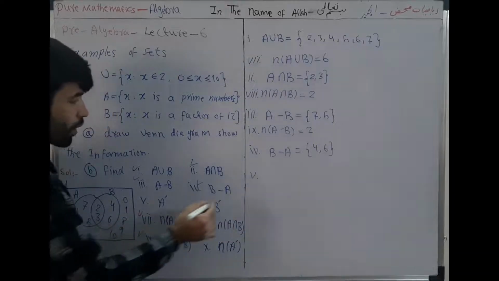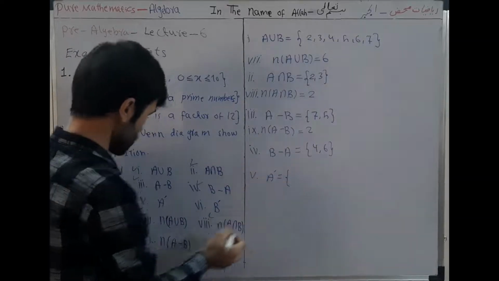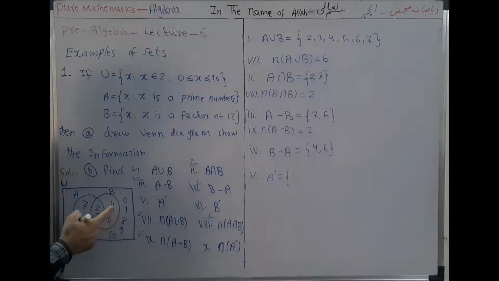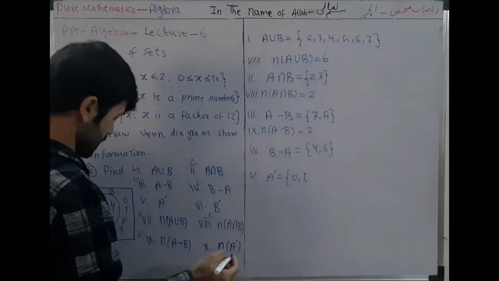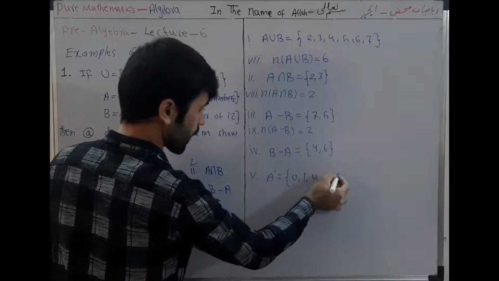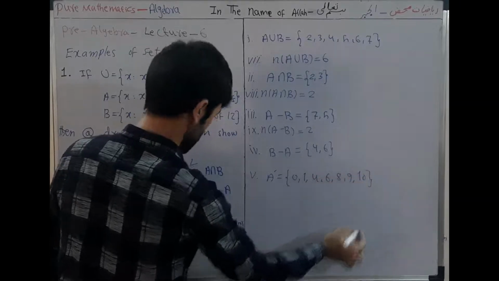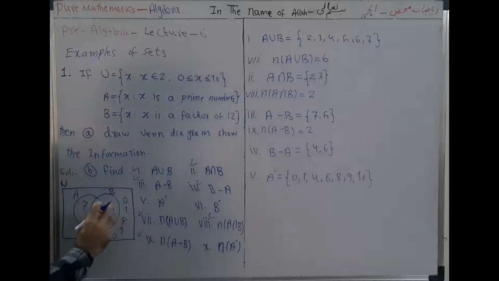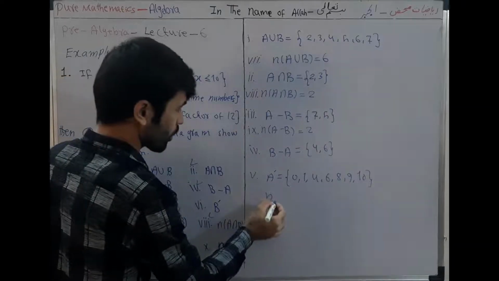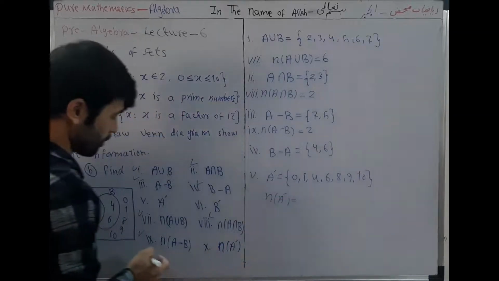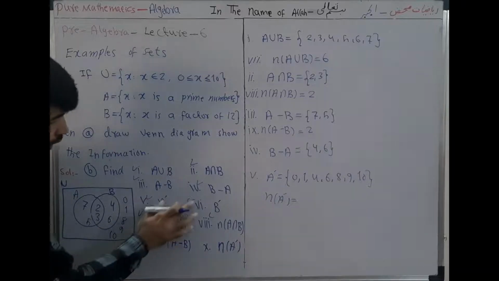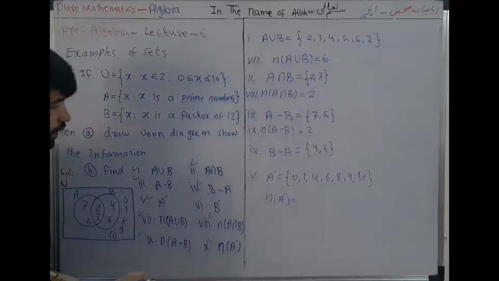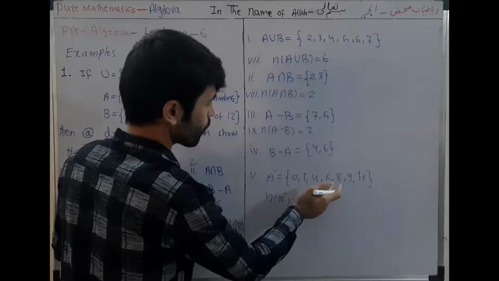Number 5, A complement. A complement is equal to {0, 1, 4, 6, 8, 9, 10}. All these elements are not in A. n of A complement: how many numbers do we have? 1, 2, 3, 4, 5, 6, 7.